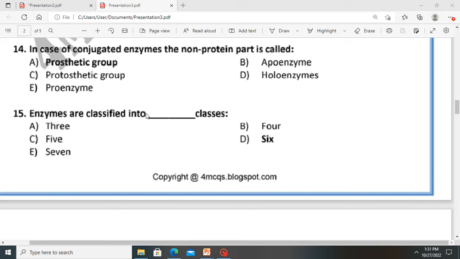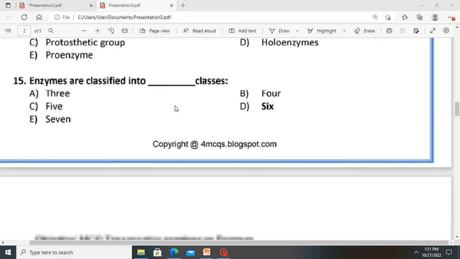Enzymes are classified into six different classes. You can have oxidoreductases, transferases, hydrolases, isomerases, ligases and lyases. So these are the six main broad categories of enzymes.